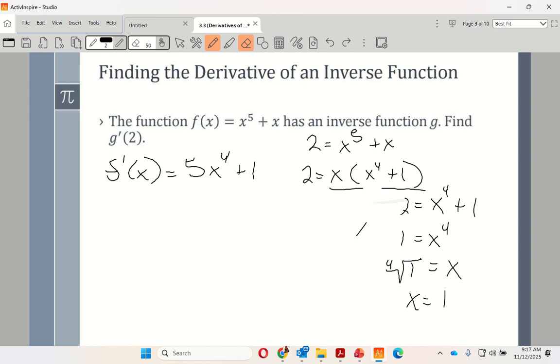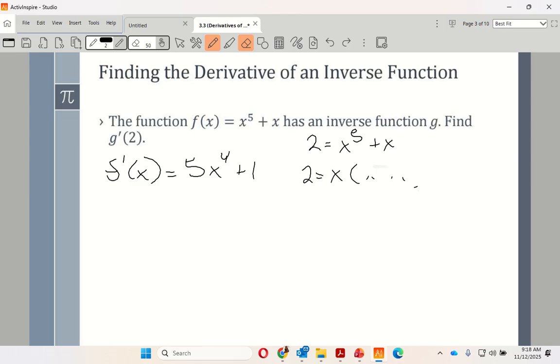So my problem is right before this. The zero product rule says I have to do what? Set it equal to 0, right? Okay, so subtract 2. So 0 equals x to the 5th plus x minus 2.